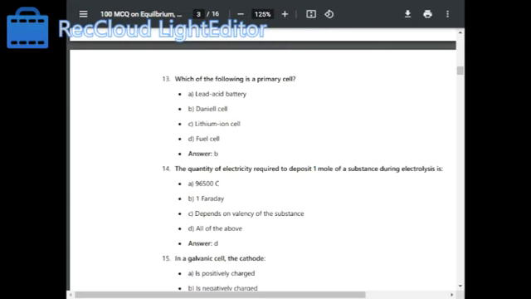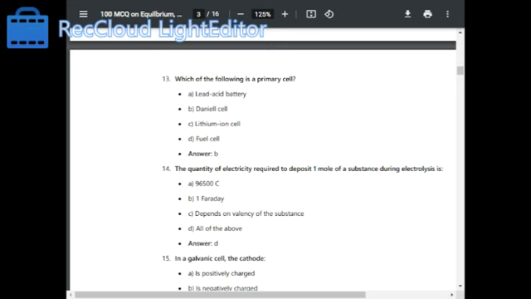Question number 13. Which of the following is a primary cell? Option A lead acid battery, option B Daniell cell, option C lithium ion cell, option D fuel cell. The correct answer is Daniell cell. Daniell cell is a primary cell, rest are secondary cells.